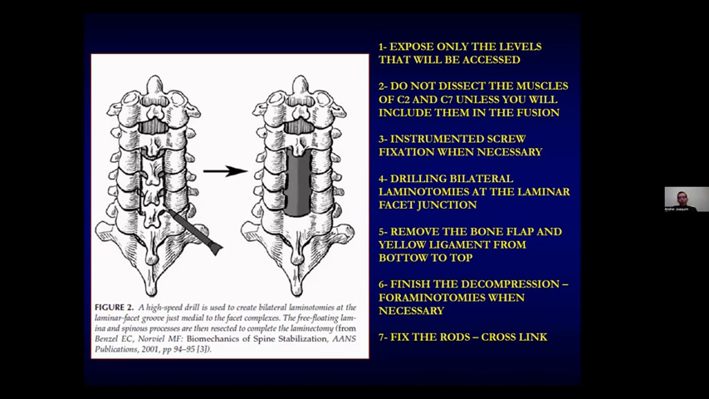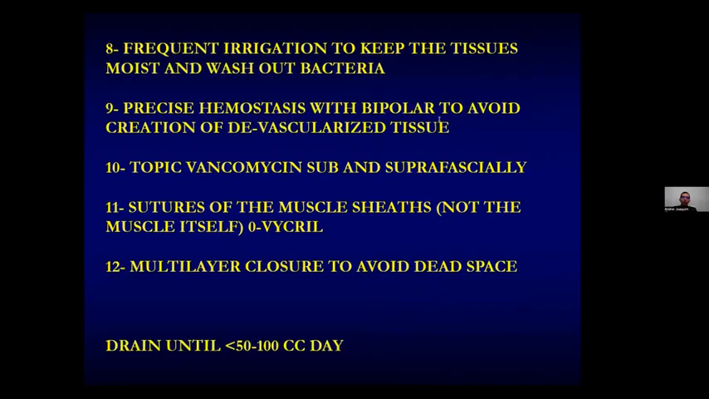When performing the decompression, I like to drill bilateral laminotomies and then use a 1 or at maximum 2 millimeter Harrison wrench. I usually remove the bone from bottom to top, and after the decompression, perform foraminotomies when necessary. The rod I put in after the decompression. I have seen some cases where the rods are put in before and you can have some translation, and then changes in the spinal cord monitoring or even neurological deficit. So put the rods in after you perform your decompression.